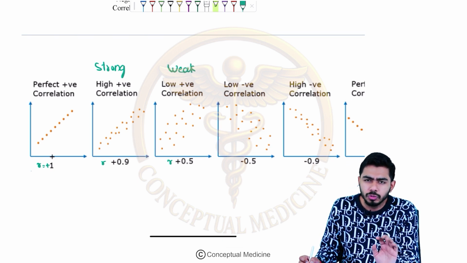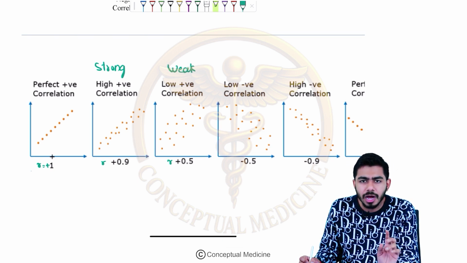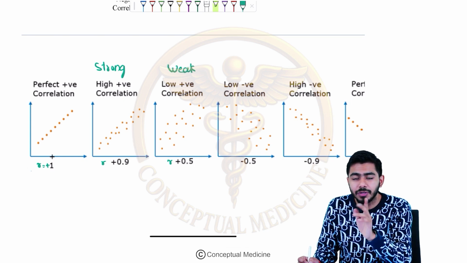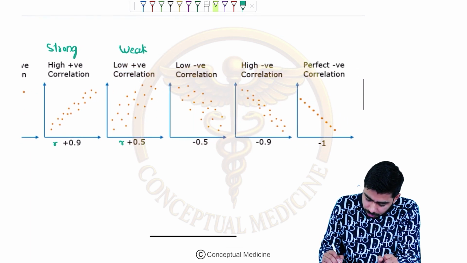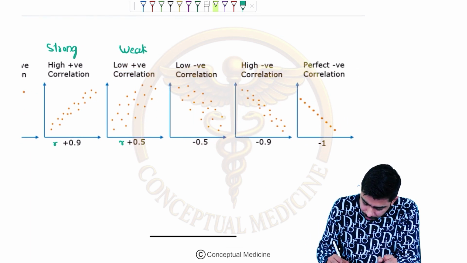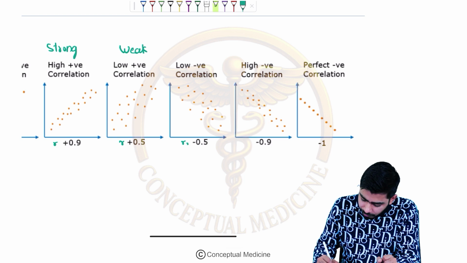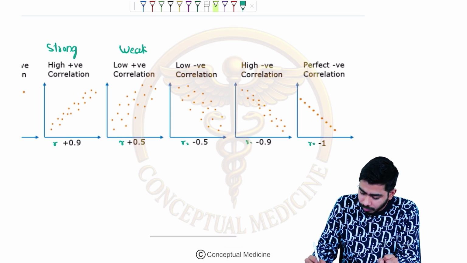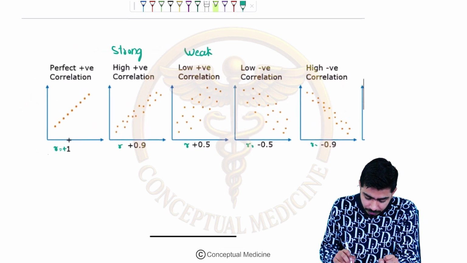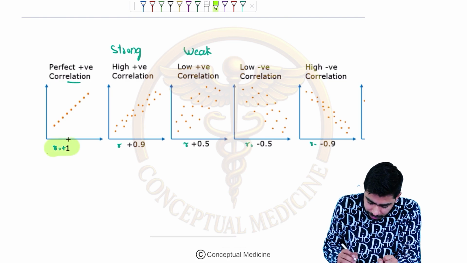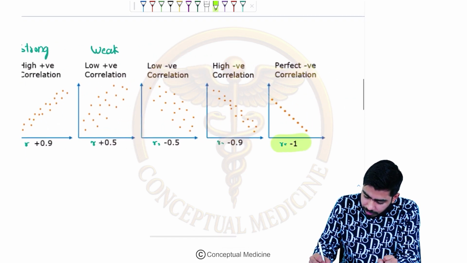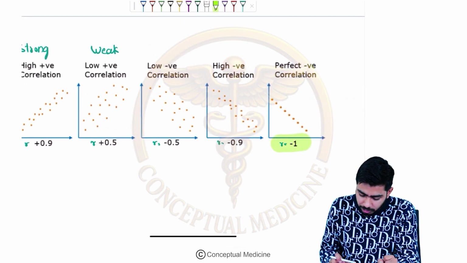What I told you, usually the R value will be varying between +1 and -1, so do remember that. Now look over here, we can see R will be -0.5, here R will be -0.9, here the R will be -1. So +1 would be for the perfect positive correlation, and it will be -1 for the perfect negative correlation. Okay, so that's how it is varying.